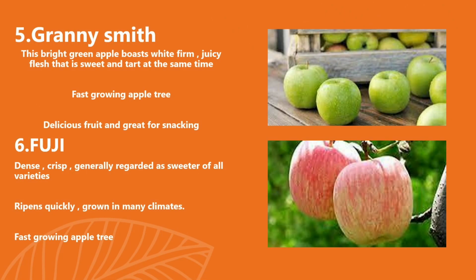Fifth is Granny Smith. This bright green apple boasts white, firm, juicy flesh that is sweet and tart at the same time. It is also a fast-growing apple tree, with delicious fruit, great for snacking. Sixth is Fuji, which is dense, crisp, and generally regarded as the sweetest of all varieties. It ripens quickly, is grown in many climates, and is also a fast-growing apple tree.